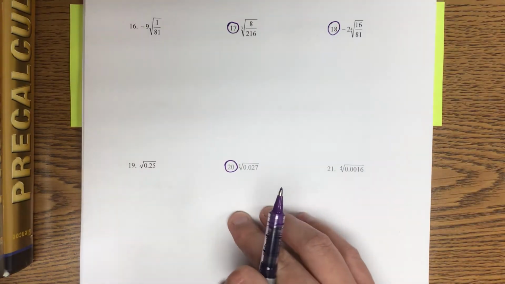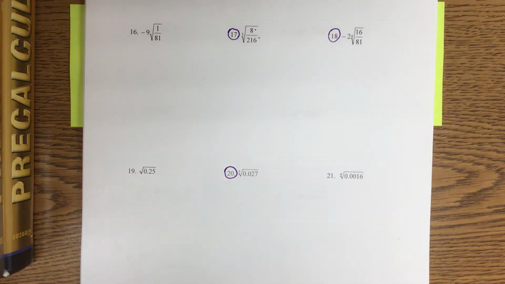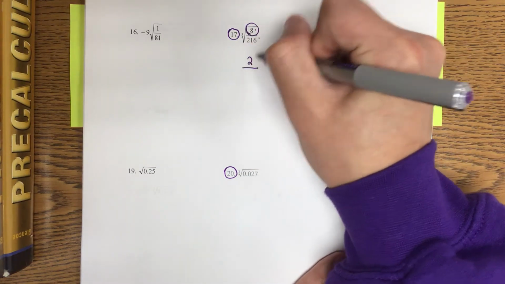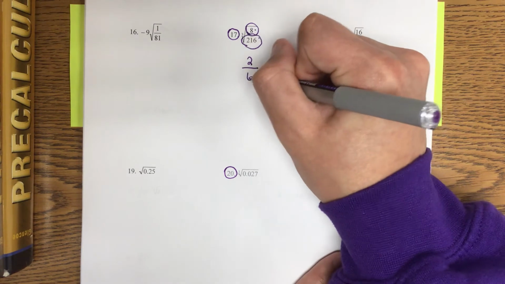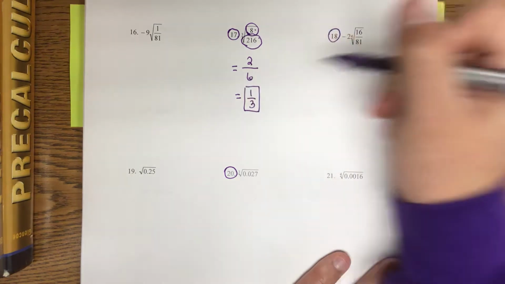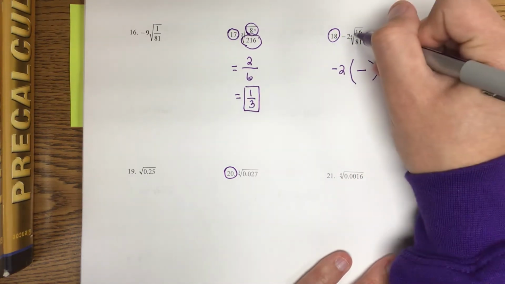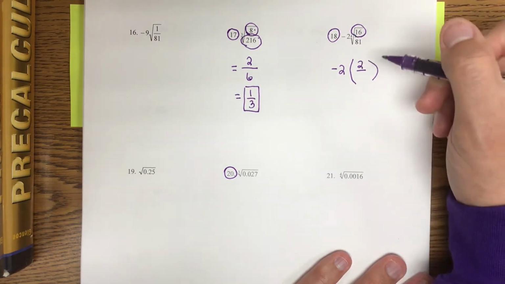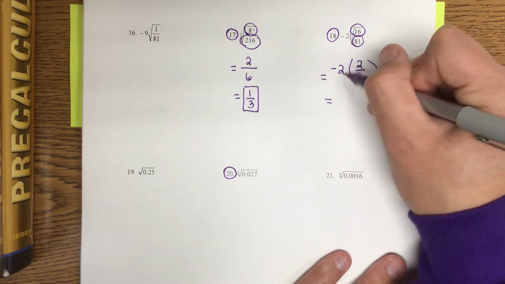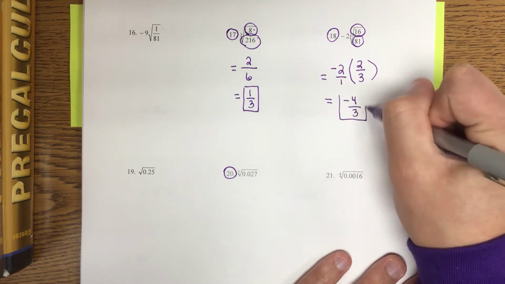Number 17 and 18 are fraction problems. For number 17, these are perfect powers. So I don't have to do a whole lot of extra work because the cube root of 8 is 2, and the cube root of 216 is 6, and that just reduces down to 1/3. Whereas in problem number 18, I have a -2 out front, but the 4th root of 16 is 2, and the 4th root of 81 is 3. -2 can be treated as -2/1, so then this answer is -4/3.